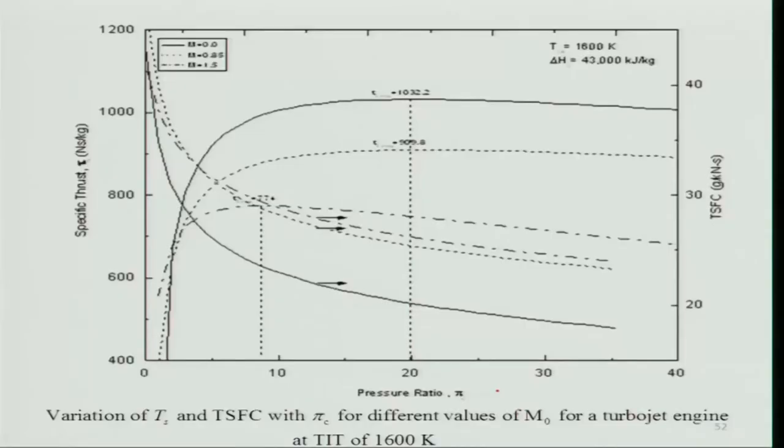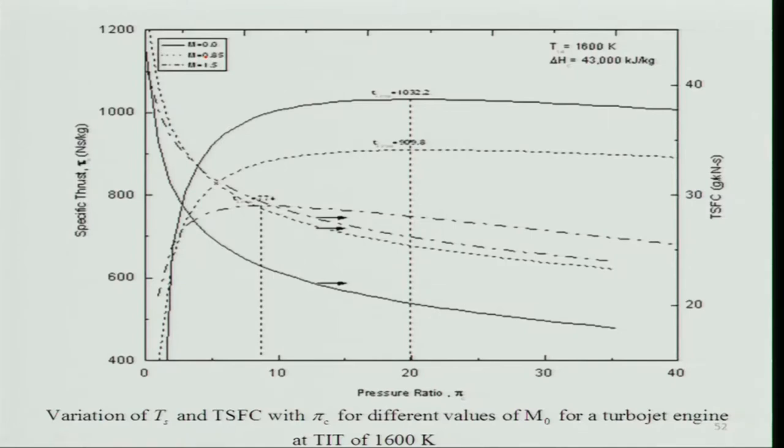So what we are looking at is the specific thrust, right, plotted on the y-axis and the pressure ratio plotted on the x-axis for a turbojet engine having a turbine inlet temperature of 1600 Kelvin, right? And we are also varying the Mach number. As I told you, three representative cases we have taken. One is the sea level condition, or you can say static condition, right? Other is 0.85 flight Mach number, and other is 1.5.